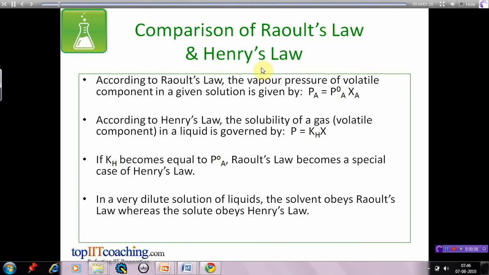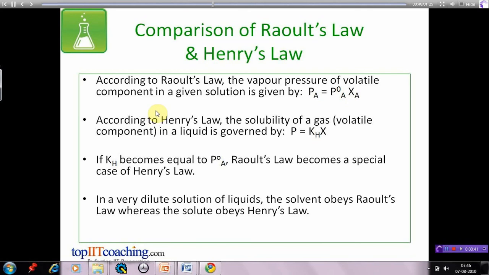We discussed Raoult's law and Henry's law in the last chapter in detail. If you remember, according to Raoult's law, the vapor pressure of a volatile component in a given solution is directly proportional to the mole fraction of that component. So mathematically, we can write Raoult's law as PA = P°A XA, where PA is the vapor pressure of the volatile component in the solution, P°A is the vapor pressure of that component in its pure state, and XA is the mole fraction of that component in the solution.